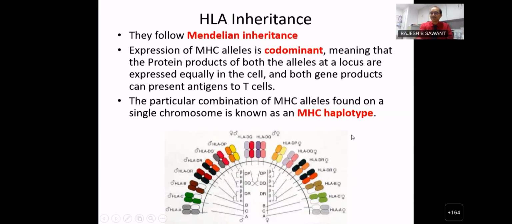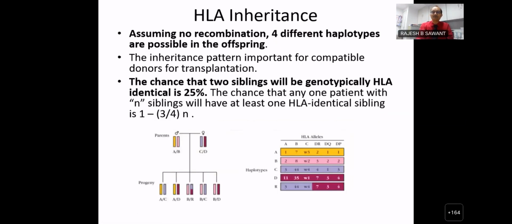Many times we talk about a haplotype match. So this is what the haplotype is. Now, again, to understand the inheritance, if you assume that there is no recombination, then 4 different haplotypes are possible in the offspring. So here you can see that these are the parents. One of them is having A and B, and the other is expressing C and D. Then what are the possibilities in the progeny are given over here. Or you can look at this table where in detail you have the ABC, DR, DQ and DP expression, okay, and the various haplotypes that are possible over here.